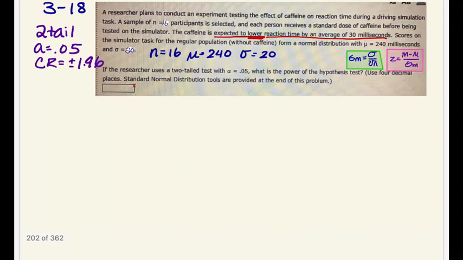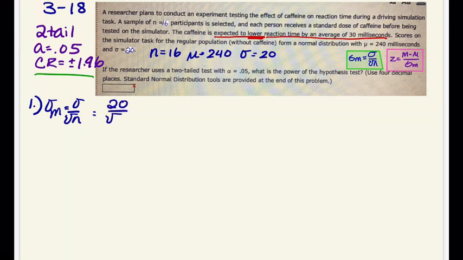In our next example, we're going to have to determine the power of the hypothesis test, which is the probability that the test will correctly reject a false null hypothesis. Our first step will be to find our standard error, which is the standard deviation divided by the square root of n. In this case, it'll be 20 divided by the square root of 16, which is 20 divided by 4, which will equal 5.